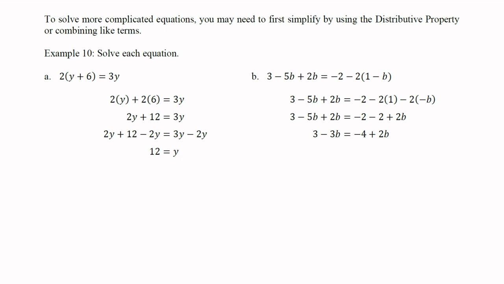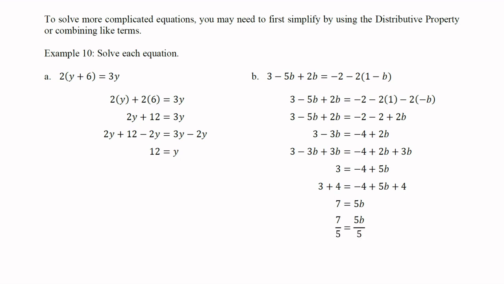Now we're going to move the variable by either subtracting 2b from each side, or so that we don't have to deal with something that's negative, we can add 3b to each side. So that's the option we're going to take here. Adding 3b to each side leaves us with 3 on the left and negative 4 plus 5b on the right. And then we're going to add 4 to each side. That's going to give us 7 on the left and 5b on the right. And then finally, divide each side by 5, and we get that b is 7/5.